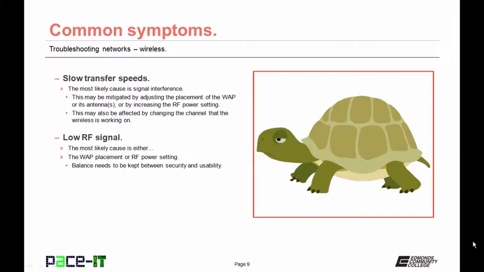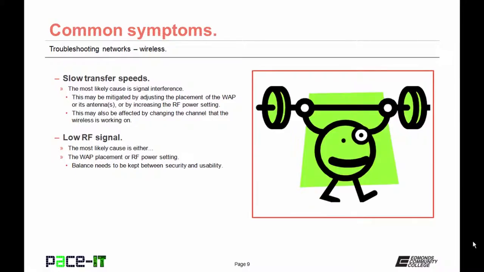Now, if your wireless network is experiencing slow transfer speeds, then the most likely cause is signal interference. This may be mitigated by adjusting the placement of the wireless access point, its antenna or antennas, or increasing the radio frequency power setting. You may also reduce interference by changing the channel that the wireless access point is sending on.